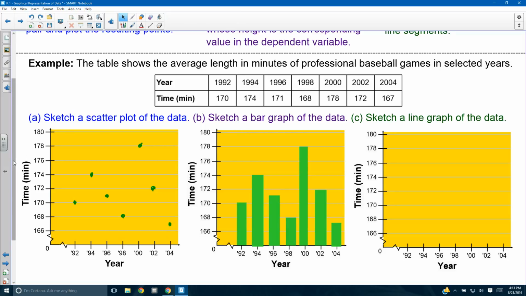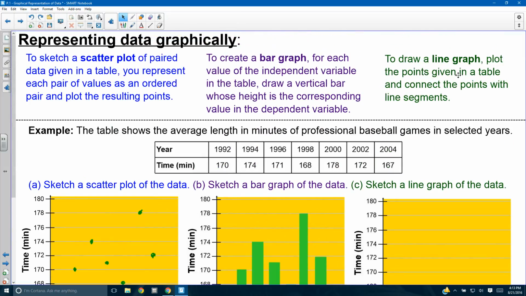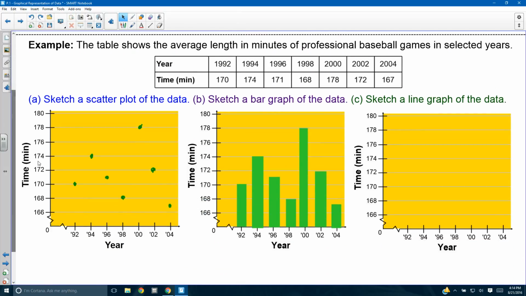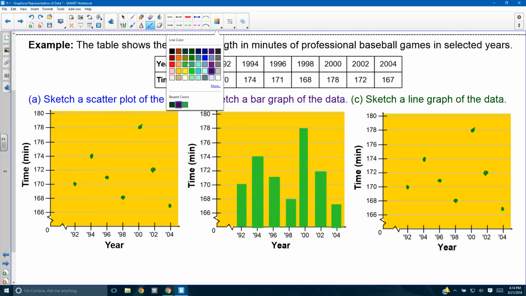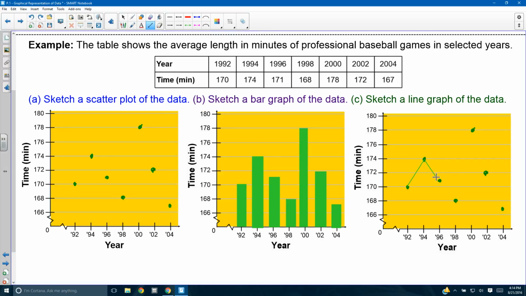I'm going to do it very quickly by doing this. To draw a line graph, plot the points in the table and connect the points with line segments. So you would do exactly as I would have done here in part A, only now you connect them. And how do I do that? Just by, I think that's accurate enough, going from one year to the next. Now literally they're already skipping a year each time, so that's kind of unfortunate, but I'm still going to connect the data that I'm given. So from 92 to 94, boom, here and here, etc.